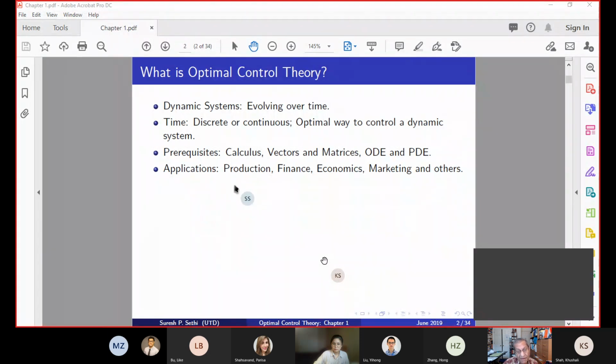We will apply the theory to problems in production, which is operations management. We will apply it to problems in finance, in economics, and in marketing and some other related topics. So that's what we want to do.